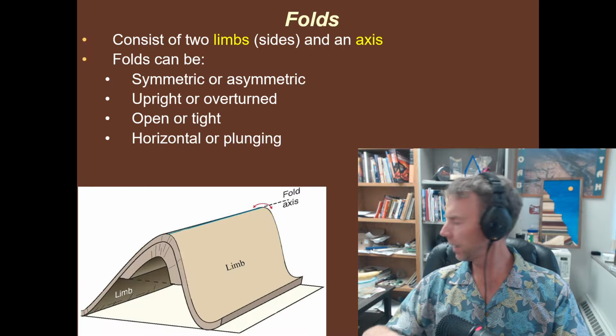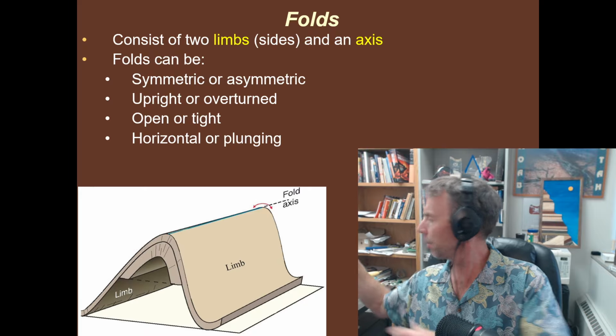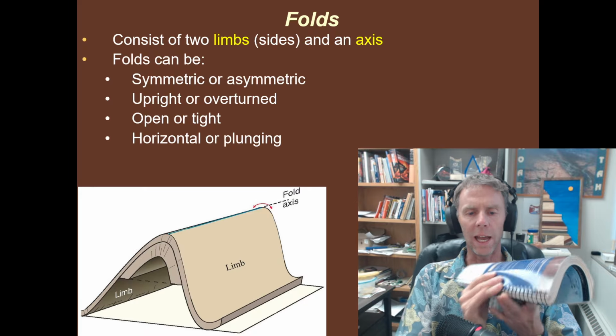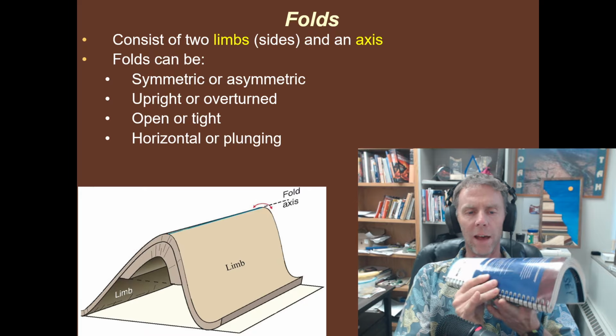And then the last thing here, I might use something a little different, maybe my manual to show this one. We can have folds that are horizontal, meaning the axis here is horizontal, or it can actually be plunging. So we can have the fold axis be in a horizontal plane, or it can actually be diving down into the ground in any given direction. And this is what we call a plunging fold. So hopefully the props there helped a little bit. I'll go ahead and shrink myself back down a bit.